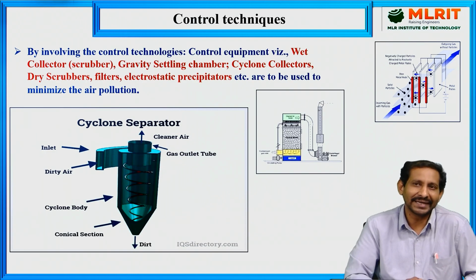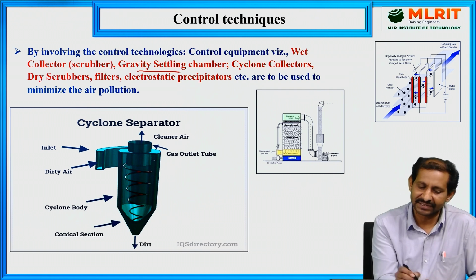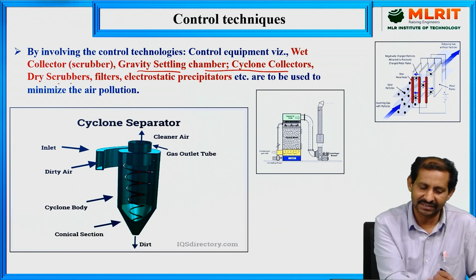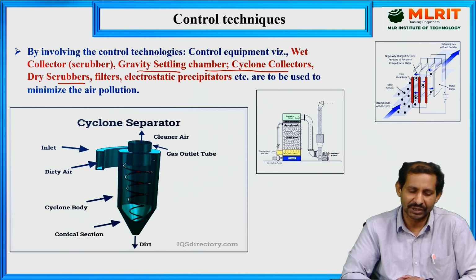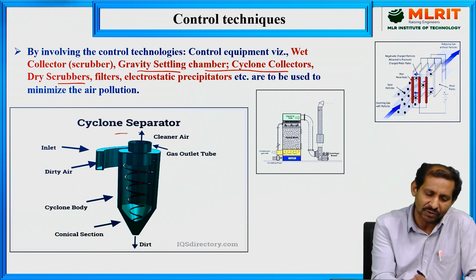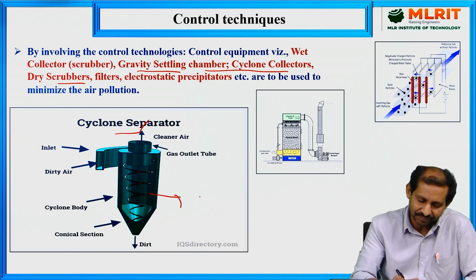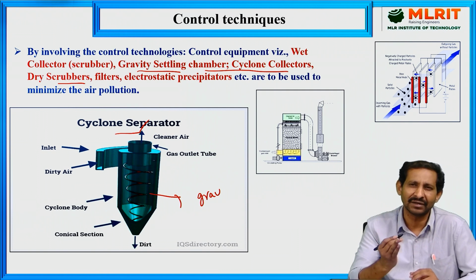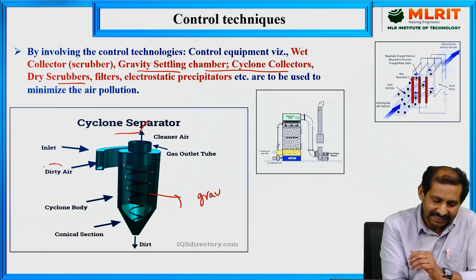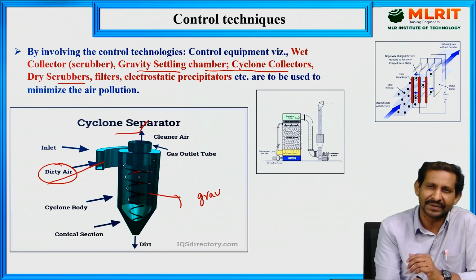So what control techniques are there? There are many control techniques for air pollution: wet collectors, gravity settling chambers, cyclone collectors, dry scrubbers, filters, electrostatic precipitators. There are different air pollution control technologies, but the cyclone separator is used in most industries. It works mainly based on gravity. Inside, the centrifugal force rotates the air. When the dirty, polluted air is sent into the cyclone separator, the centrifugal separator works.